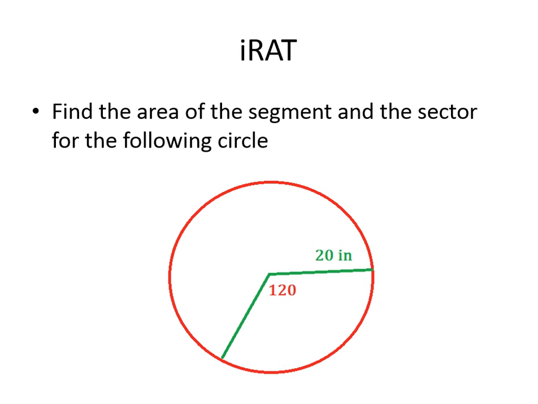All right, your turn. Find the area of the segment and the sector of this circle. The central angle is 120, and the radius is 20 inches. Okay, so find both the segment and the sector. Okay, all right.